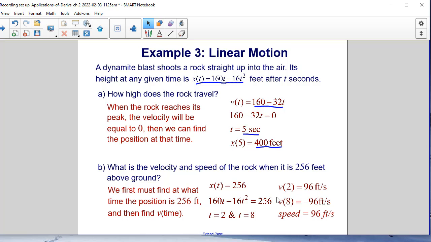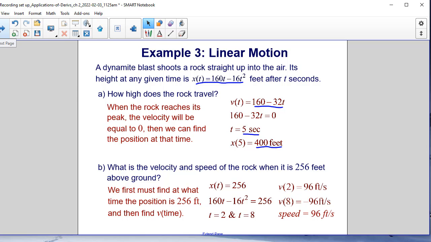Now notice the velocity on the way down is negative, right? Because it's on the way down. Velocity has a direction to it. The speed is the absolute value of the velocity, because speed doesn't have direction, it's just how fast it's going. So the speed is 96 feet per second.